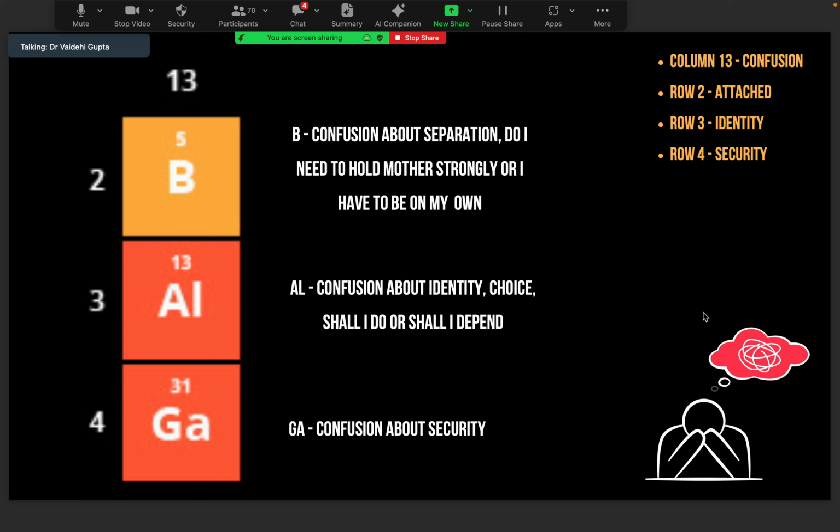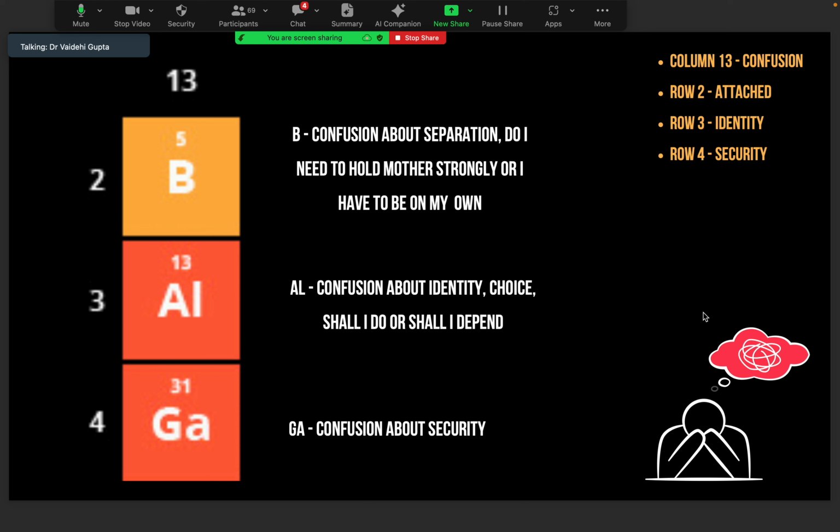Column 13, it is the column of confusion. Boron, aluminium, gallium. Confusion is in the entire column, but the level of confusion will be different. Like in boron, there is a confusion about separation. Do I need to hold mother strongly or do I have to be on my own, because it is a row of attachment. So he is confused whether I should hold my mother or I have to go out into the outside world.